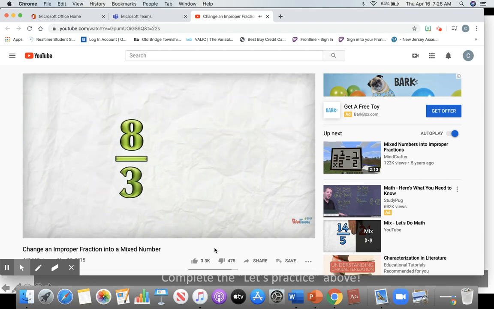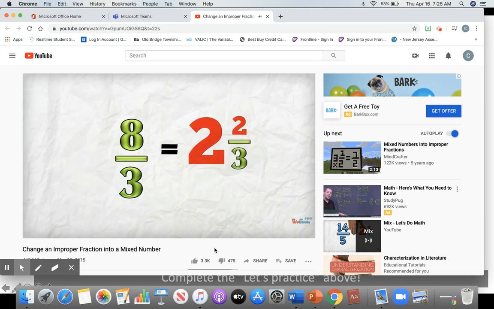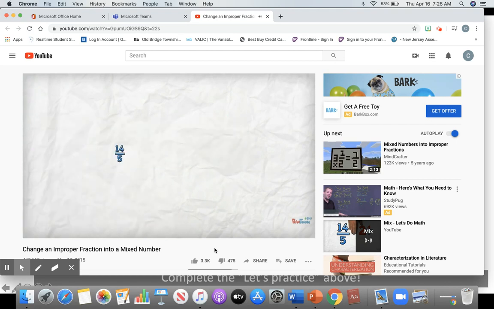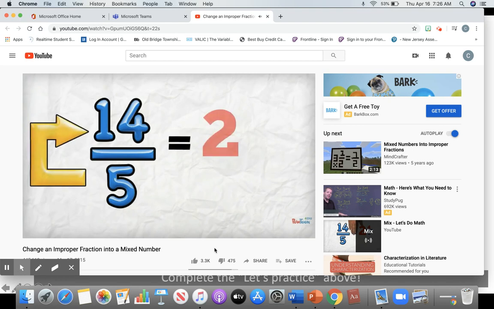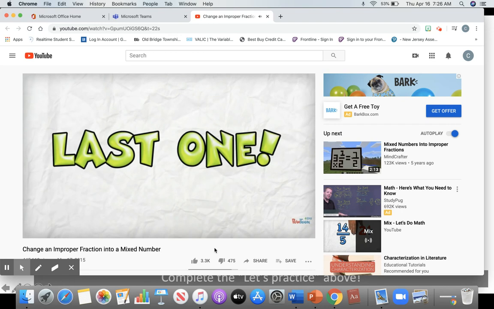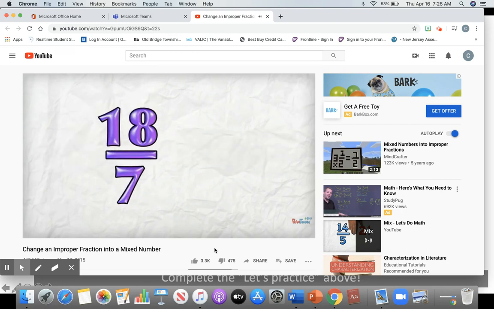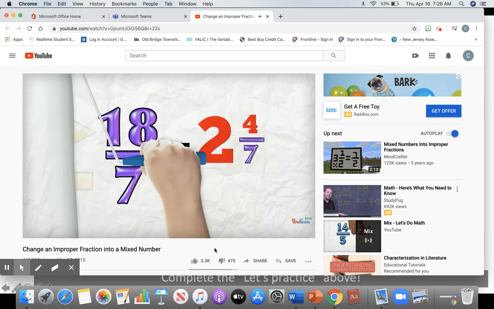Let's do this one. 8/3. How many 3s in 8? 2 3s are 6, remainder 2. Use the original denominator, we're done. 14 divided by 5. How many 5s in 14? 2 5s are 10, remainder 4. Use the original denominator, we're done. Last one. 18/7. How many 7s in 18? 2 7s are 14, remainder 4. Use the original denominator, we're done.